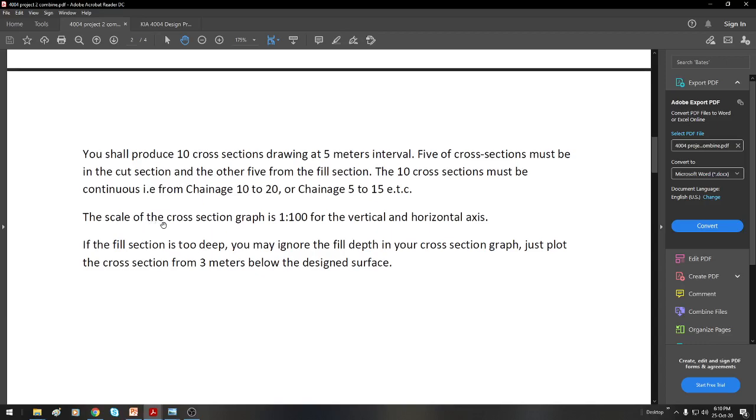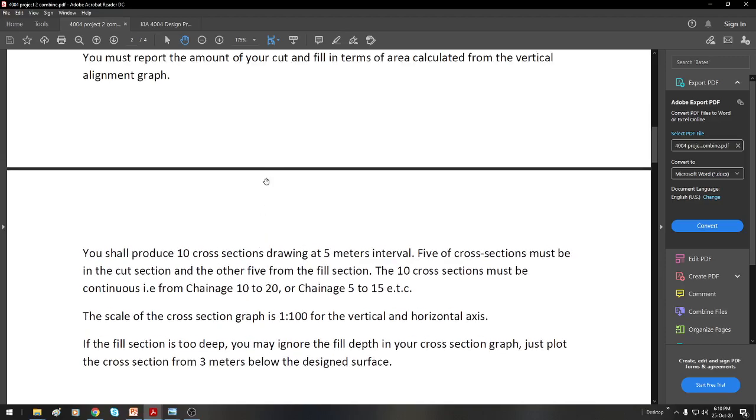The scale of the cross-section graph is 1 to 100 for vertical and horizontal axis. If the fill section is too deep, you may ignore the fill depth in your cross-section graph. Just plot the cross-section 3 meters below the design surface. The same instruction applies if the cut section is too deep. If the cut section is too deep, you can ignore the rest of the height. You can just consider 3 meters from the surface height of your road.